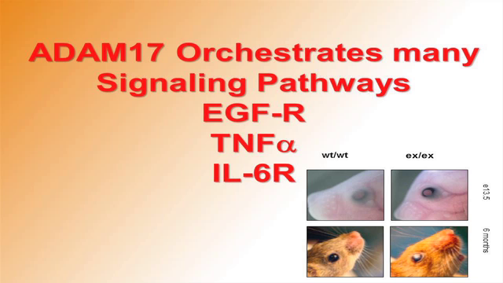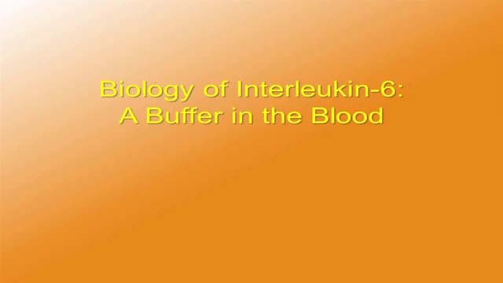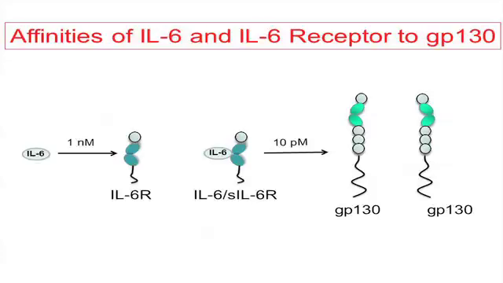Now comes one more thing, which is very important for the understanding of the biology of IL-6, and this is what we call the buffer in the blood. IL-6 binds to the IL-6 receptor with a certain affinity, which is 10 to the minus 9 molar, or 1 nanomolar, which is a medium-high affinity.